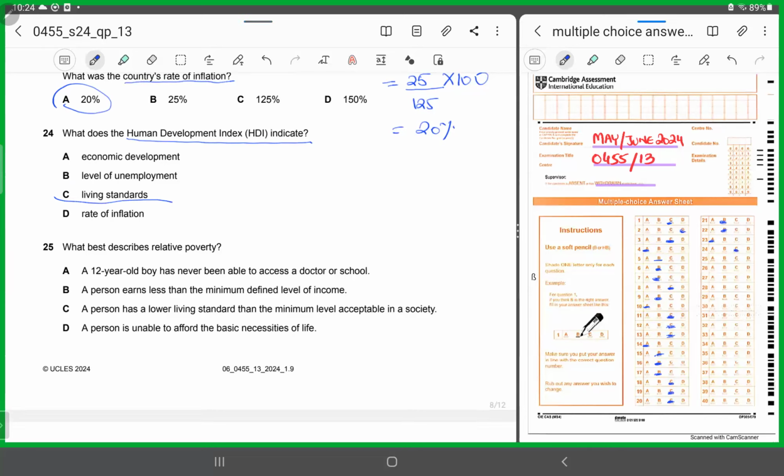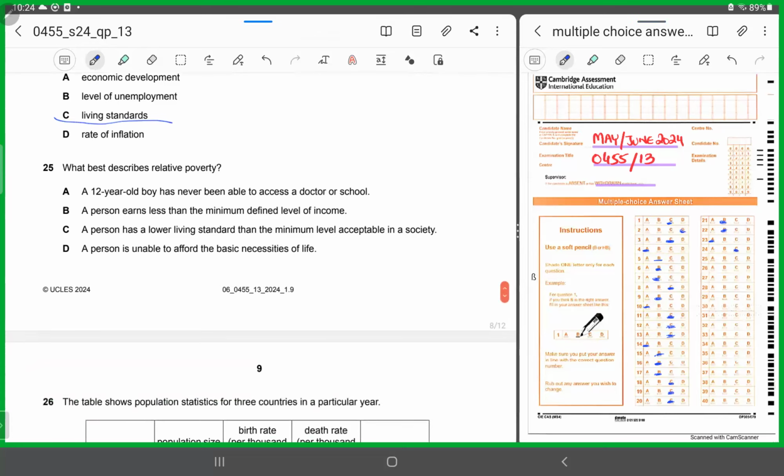Easy. Number 25. What best describes relative poverty? Now, before we look at the options, come on, tell me what is relative poverty and what was absolute poverty. Let's recall it. Yes, absolute poverty is what? It occurs when people do not have enough income to pay for their basic needs, right? That's absolute poverty. But what about relative poverty? Relative poverty is when they are poor relative to other people in the country, right? When you're drawing a comparison.